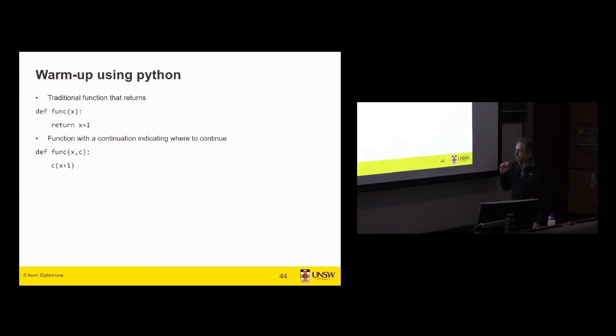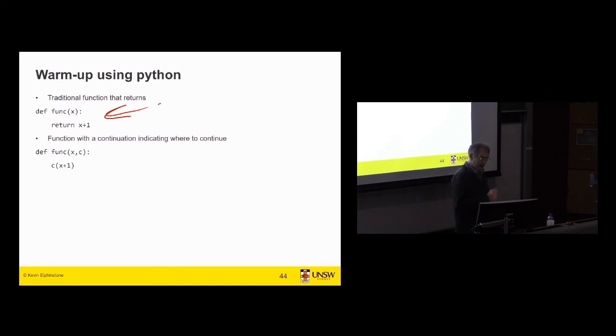So let's use Python before we get into the functional programming, just to give you a bit of intuition as to what I mean by a continuation. Okay? So here's a traditional function that takes an argument and returns 1 plus the argument. Okay? That's obvious. We're all familiar with calling a function and the function returning a value. Now, implicit in this is the idea that a function returns back to where it was called from. Okay? Continuations don't assume that.